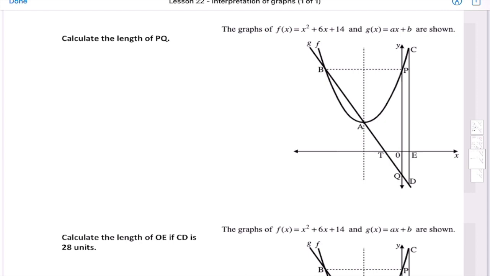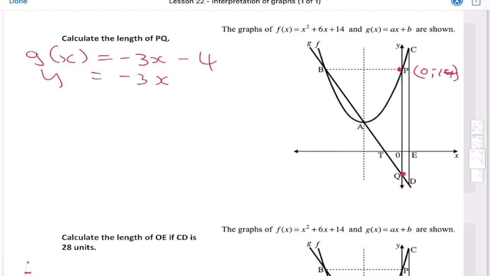Calculate the length of PQ. We know the coordinates of P already. We said earlier on the coordinates of P will be 0 and 14. Now we need the coordinates of point Q. Q is here. You will notice that point Q is on the line that we just found. That line, g of x, is given by the equation negative 3x minus 4. Let's write it as y is equal to negative 3x minus 4.